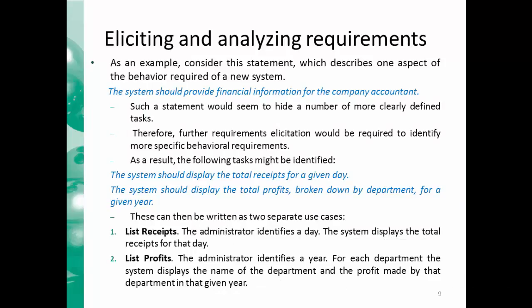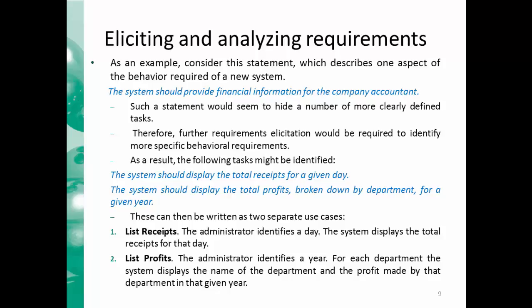For example, if we take this particular statement, which describes one aspect of a behavior required of a new system, it says the system should provide financial information for the company accountant. When you say financial information, we don't know what kind of financial information needs to be provided. So what to do?